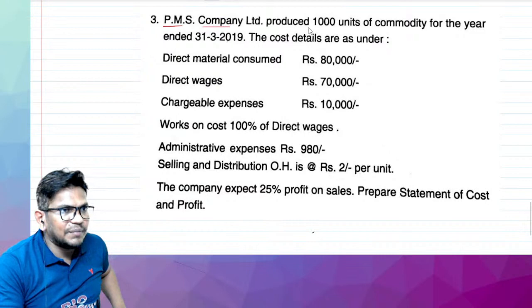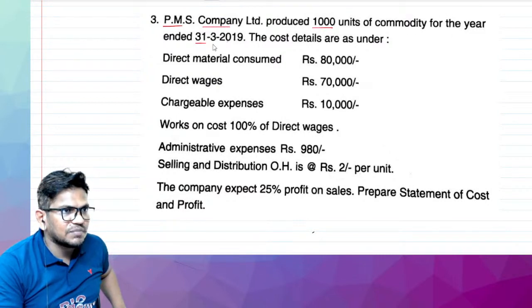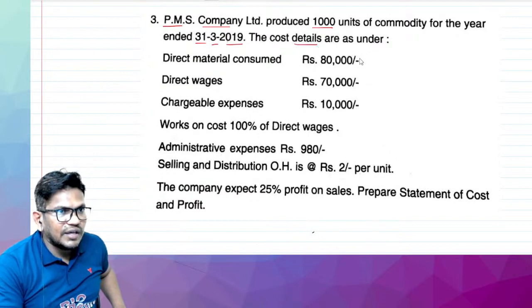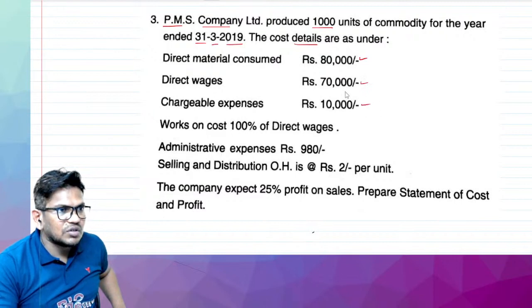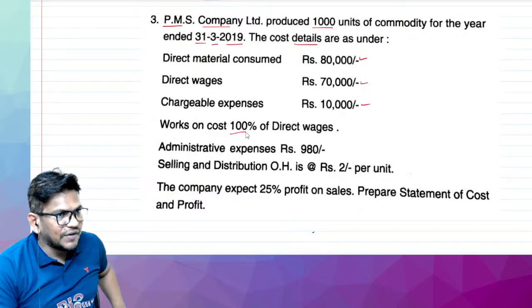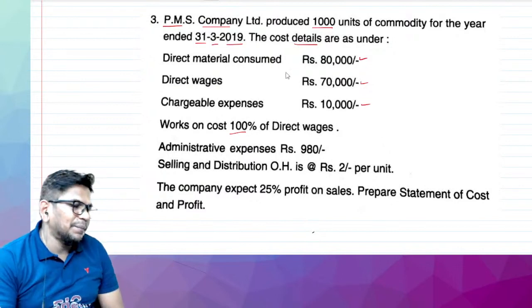PMS Company Limited produced 1,000 units of commodity for the year ended 31st March 2019. The cost details are as follows. 80,000 direct wages, chargeable expenses, works on cost 100% of direct wages. Simple है, ठीक है? These are very simple guys.